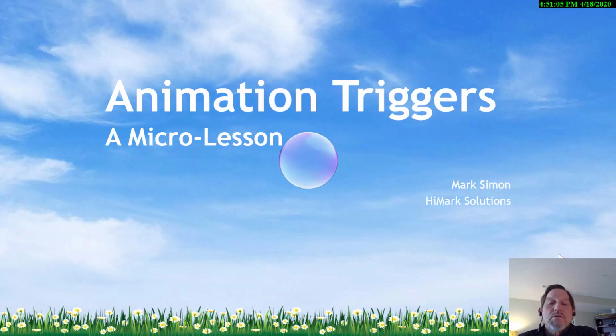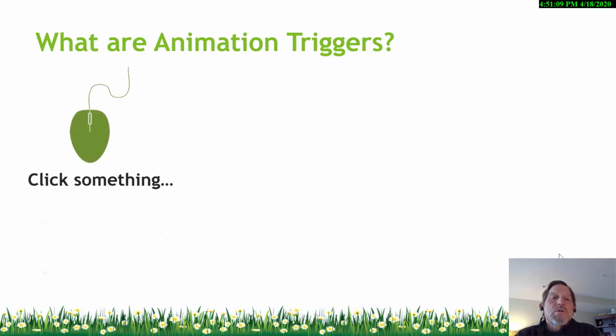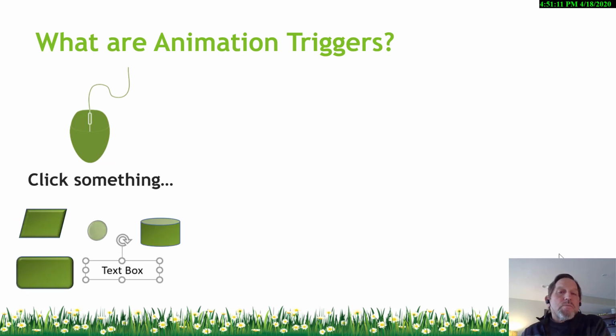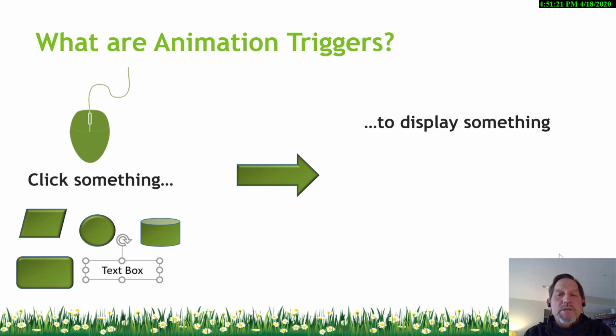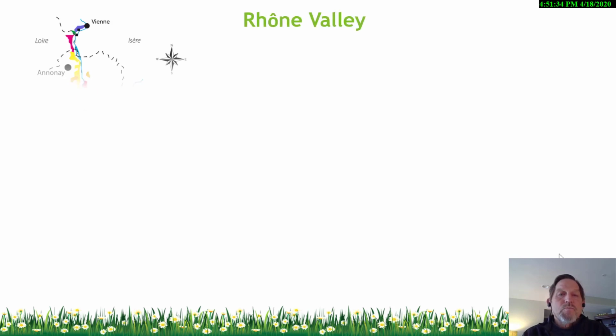In this lesson, we'll take a look at animation triggers in PowerPoint. So what are animation triggers? Basically, you're going to click on something, which can be any object, either an oval, a rectangle, whatever you want, or a text box, and it's going to result in displaying something, making something exit, or emphasizing something. And those three things, by the way, are the animation effects that you can have inside of PowerPoint.